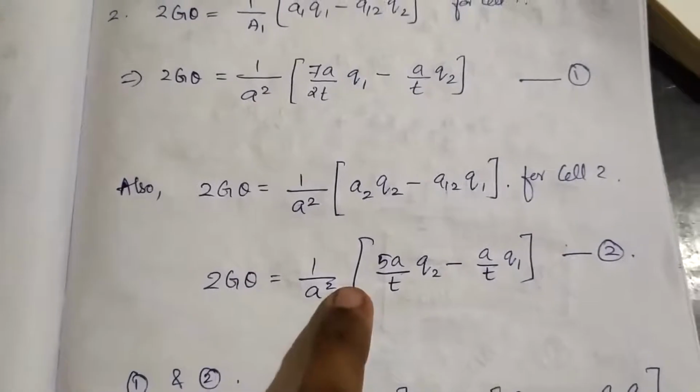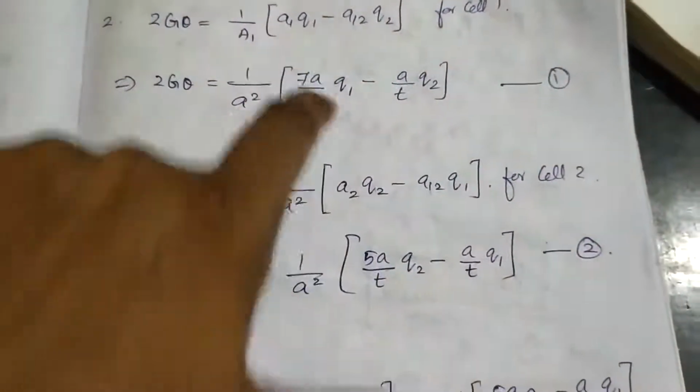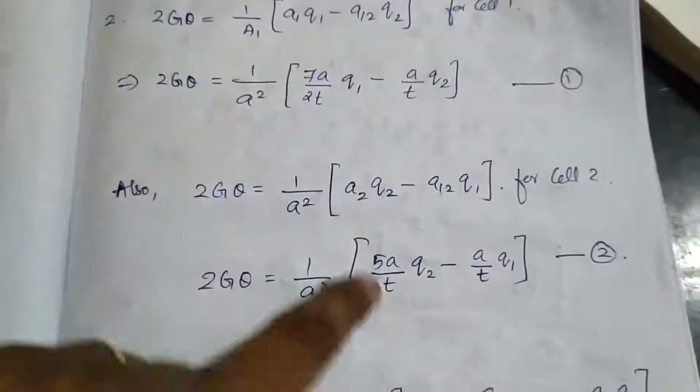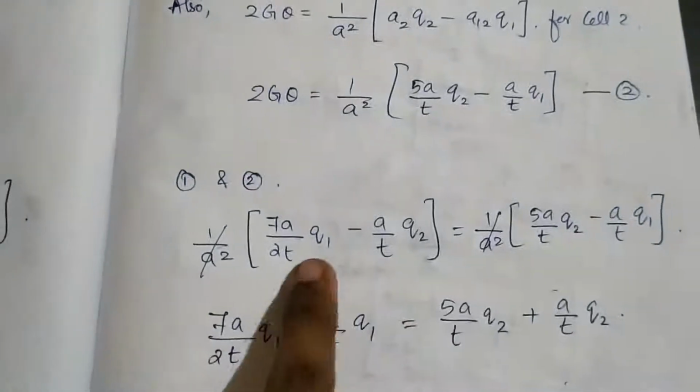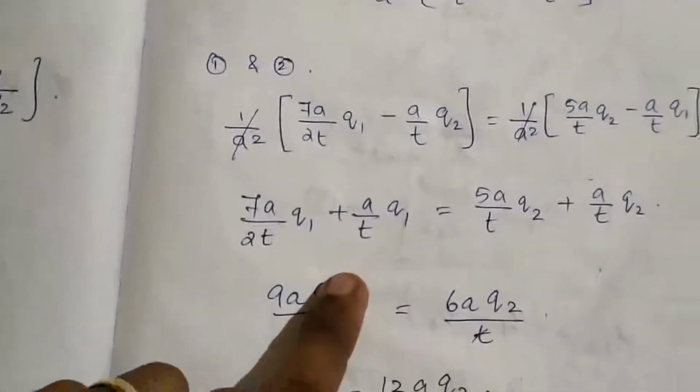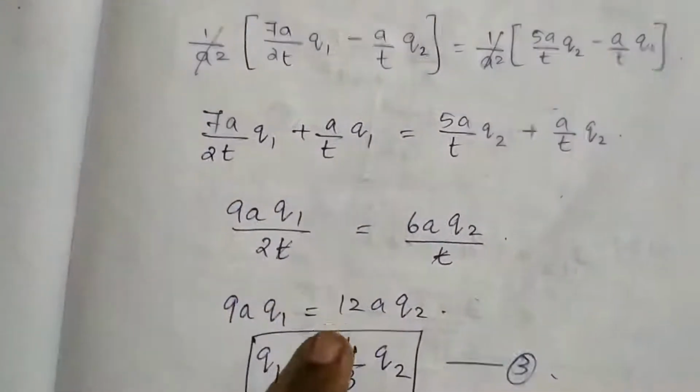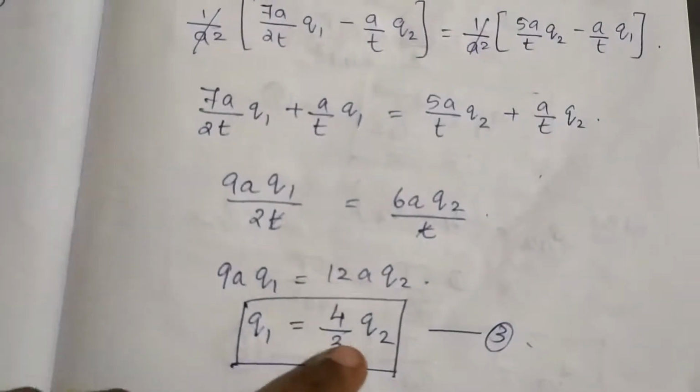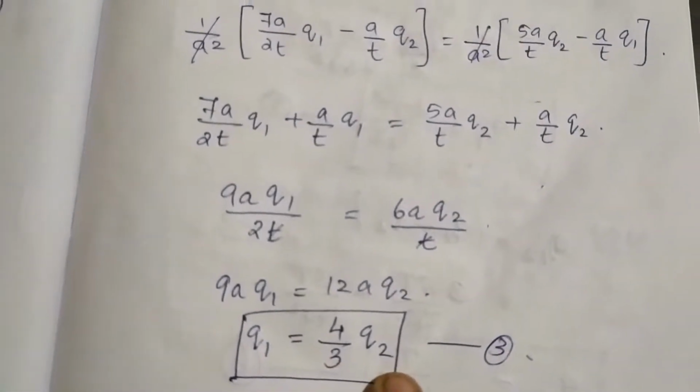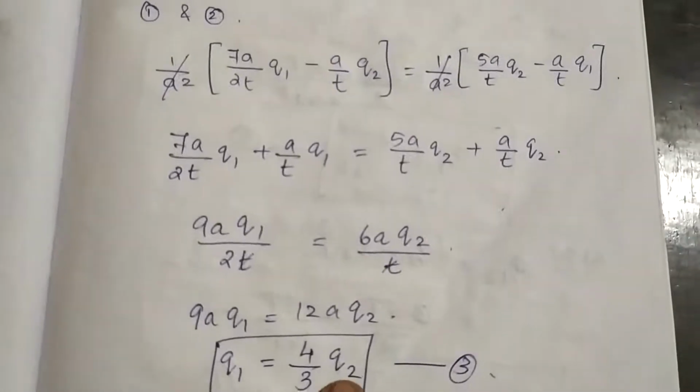Now equations 1 and 2 compare. These two are equal, 1 by a square, 1 by a square cancel. You will get this, and if you solve this, this is simple mathematics, you will get Q1 is equal to 4 by 3 Q2. Now what you can do?